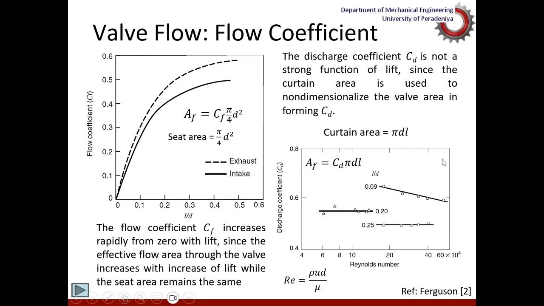Now you can see for small L over D ratios, the discharge coefficient CD is a function of the Reynolds number, so it changes with the Reynolds number. But for medium to high L over D values, the discharge coefficient is independent of the Reynolds number. We'll look at the reasons for that in a very short time.